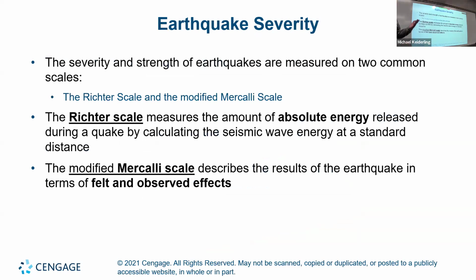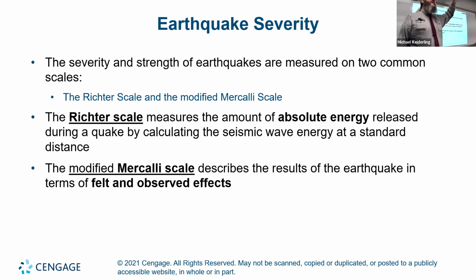And the severity of earthquakes is measured on 2 common scales. The Richter scale measures how much the earth moves. And the modified Mercalli scale measures damage. So the modern version of the Richter scale, the moment magnitude scale, measures the amount of absolute energy released during a quake by calculating the seismic wave energy at a standard distance.